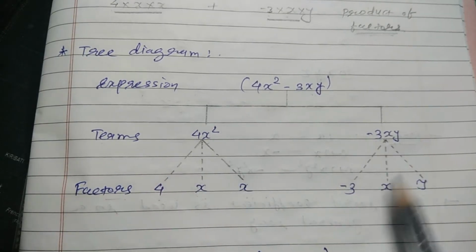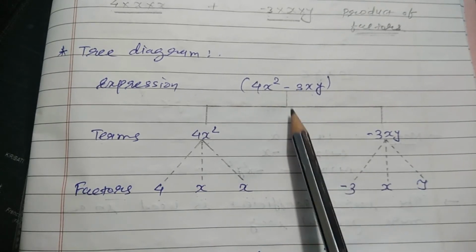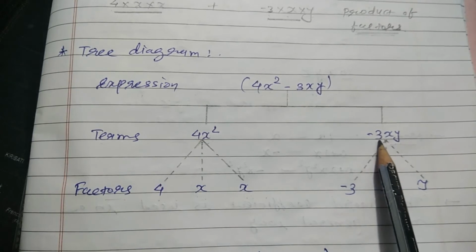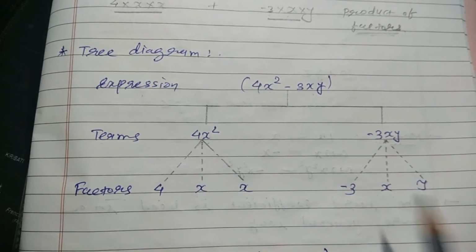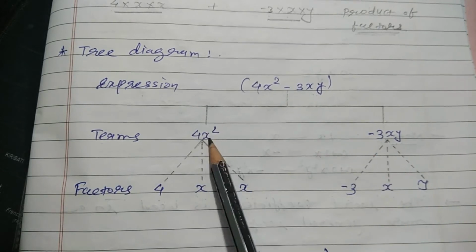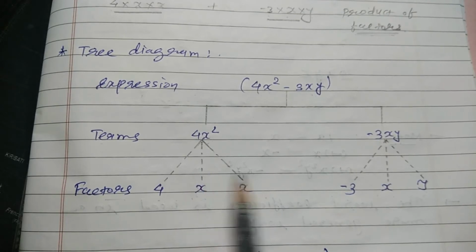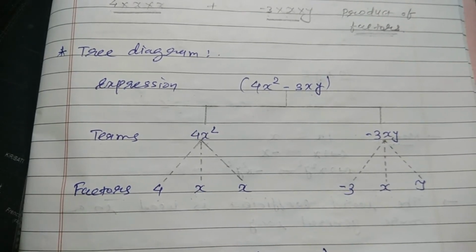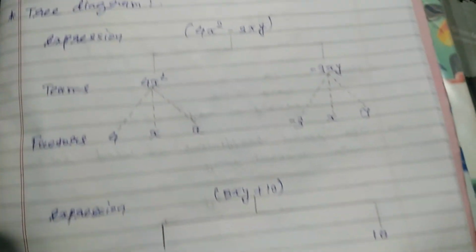So this is how we have to form a tree diagram. First the expression, then we have to use continuous lines to represent terms, and afterwards we have to use dotted lines to represent factors. This you have to keep in mind. For terms you have to use continuous lines, and for factors you have to use dotted lines. Now whenever you draw a tree diagram, use a scale and pencil. Let's see another example.